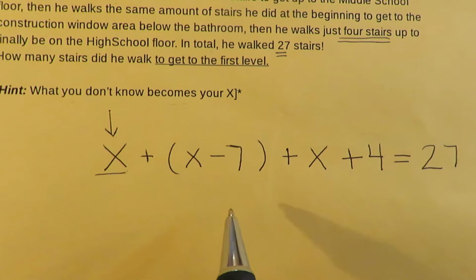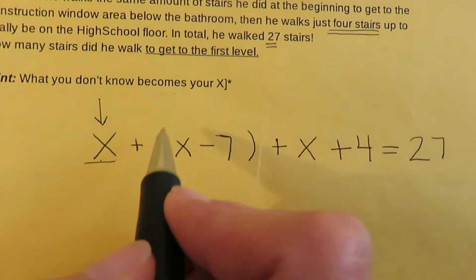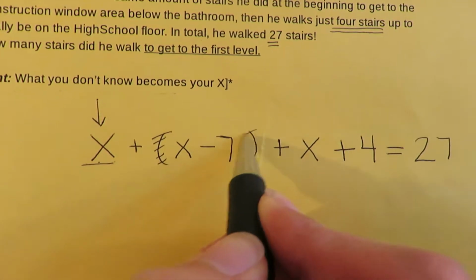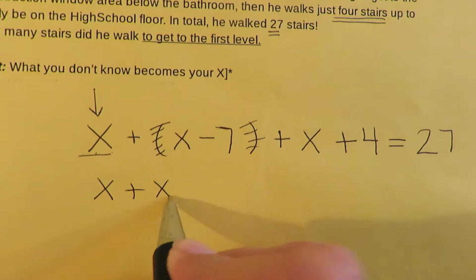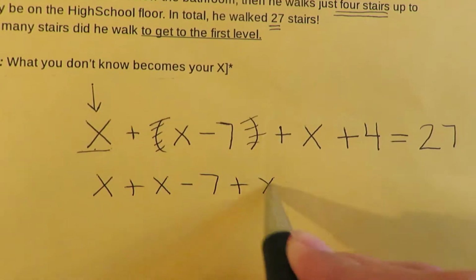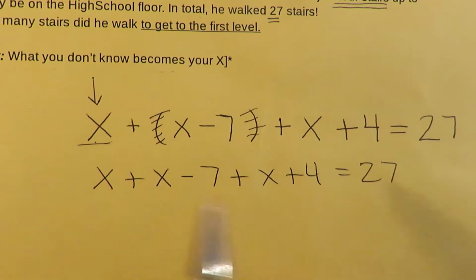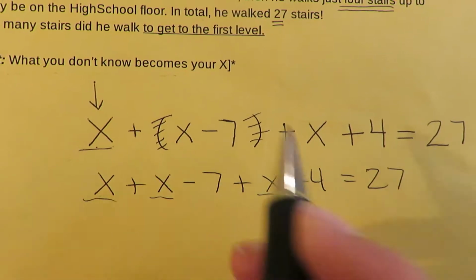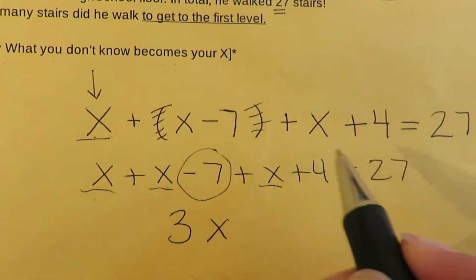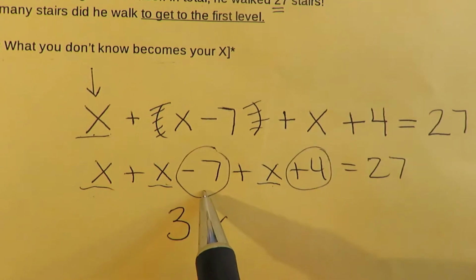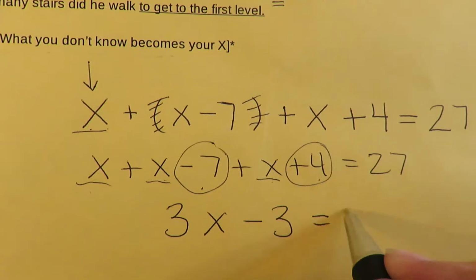Now that we've written it out in algebra, I've got x, and then I have x minus 7. There's no need for these brackets anymore because there's no number outside to multiply in. So I have x minus 7 plus x plus 4 equals 27. Combining, how many x's do I have? Well, x plus x plus x, I have 3 x's. How many extra numbers do I have? I have a negative 7 and a positive 4, so that's just negative 3, and that equals 27.